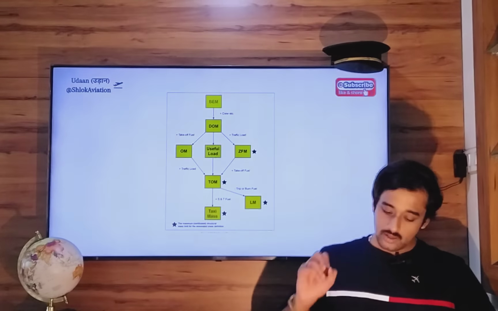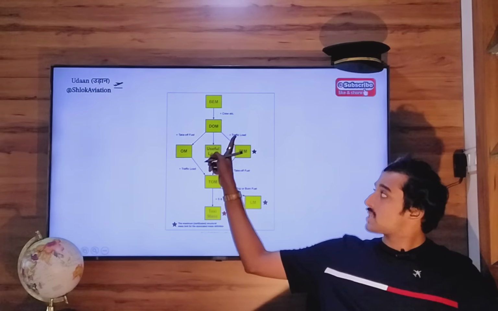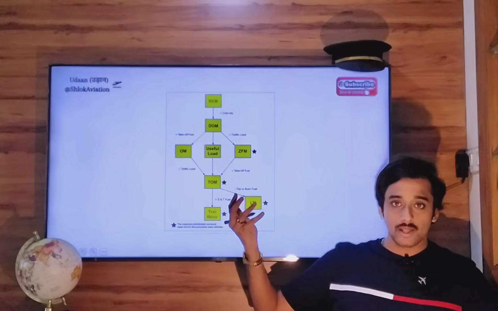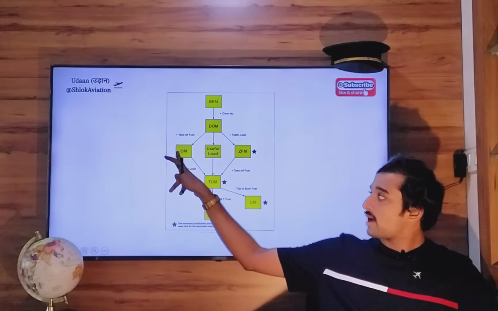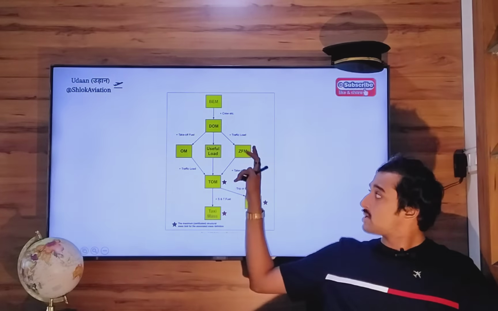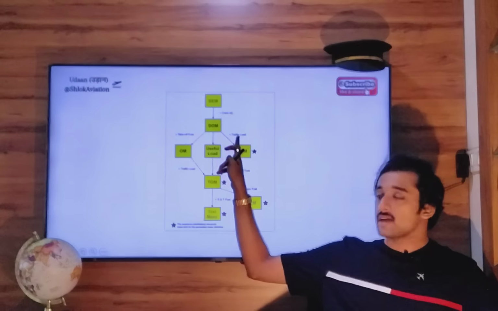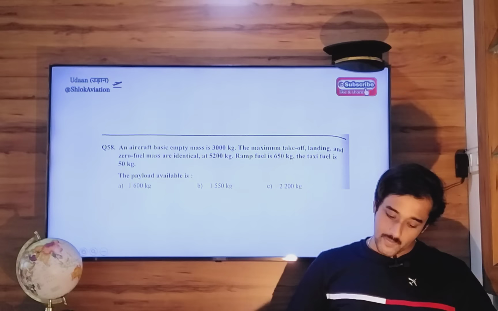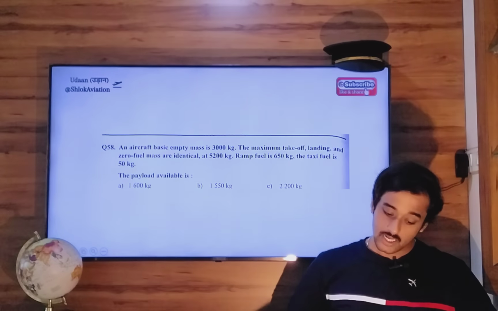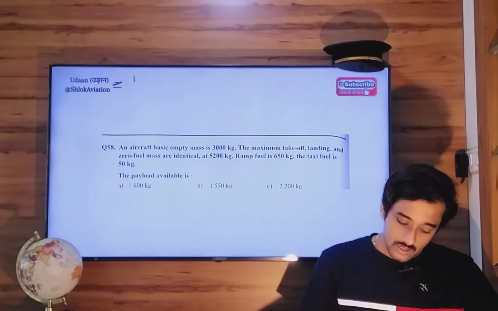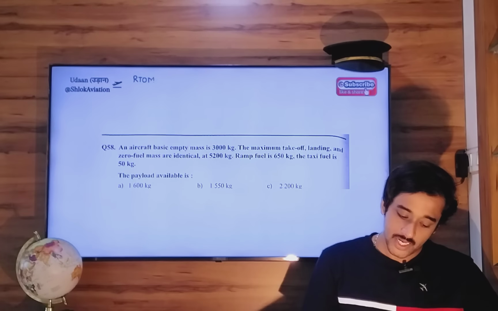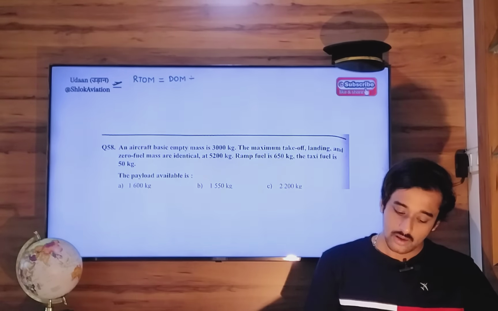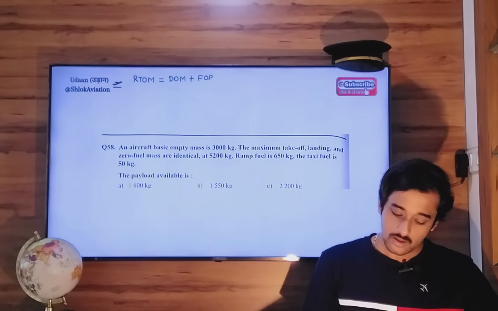So, payload is nothing but, there are different ways to calculate payload. Takeoff mass minus operating mass is payload. Zero fuel mass minus dry operating mass is also payload. Okay. The third way is, see, we have one formula: regulated takeoff mass equals dry operating mass plus fuel on board plus payload.